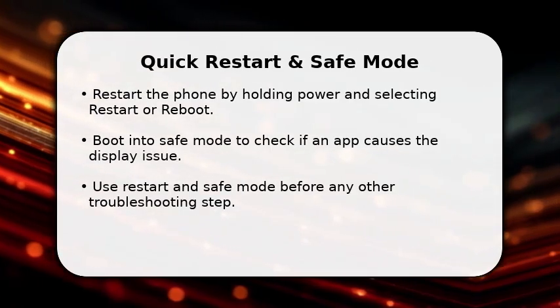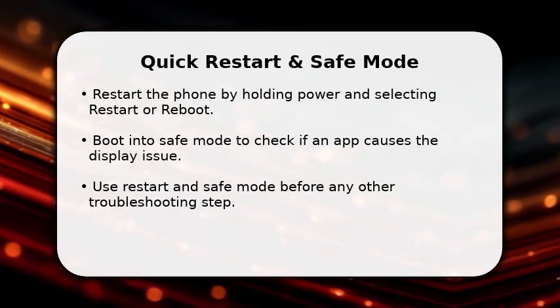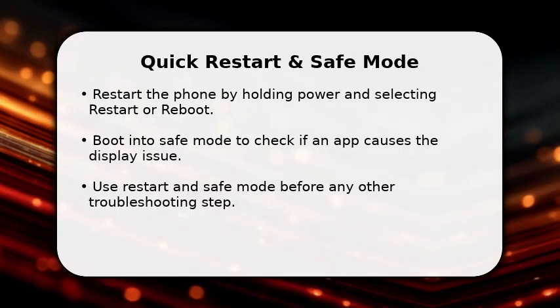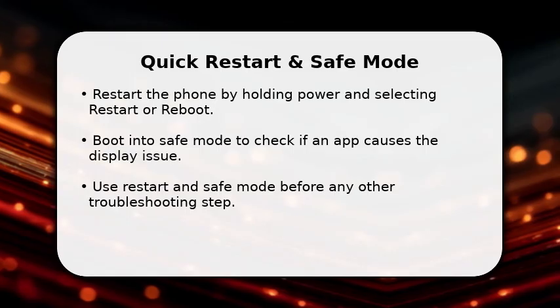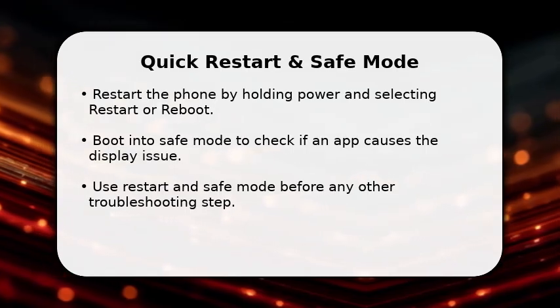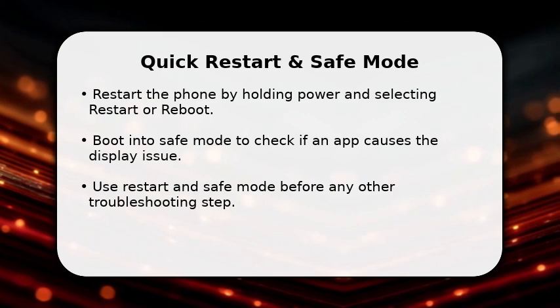To enter safe mode, press and hold power, then tap and hold power off. Observe the screen in safe mode for consistent brightness and touch response. If the screen works there, uninstall recent apps or update them before further steps.